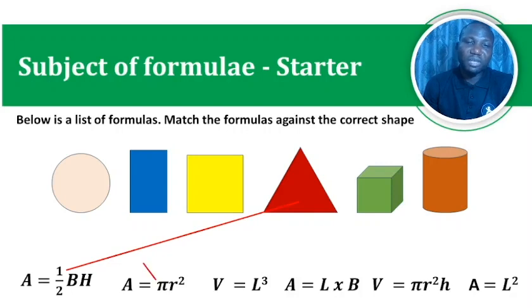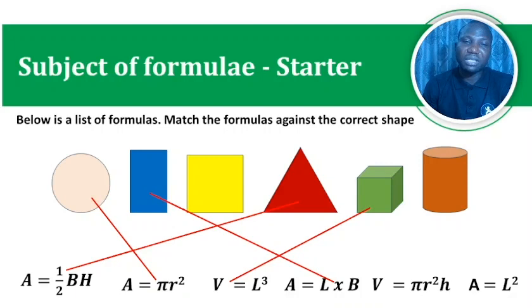The second formula is the formula for the area of a circle. So this will match with the circle. The third formula is the formula for the volume of a cube. The fourth is the formula for the area of a rectangle. The fifth is the formula for the volume of a cylinder. And lastly, the formula for the area of a square.